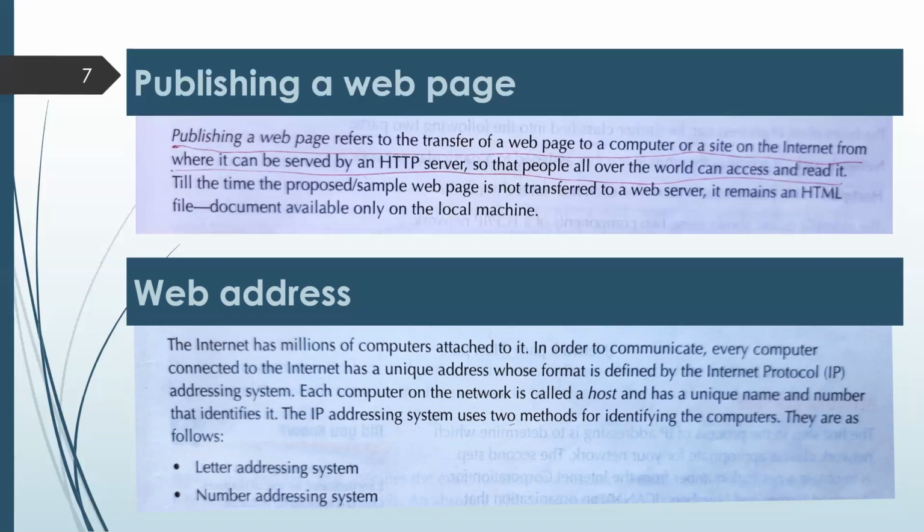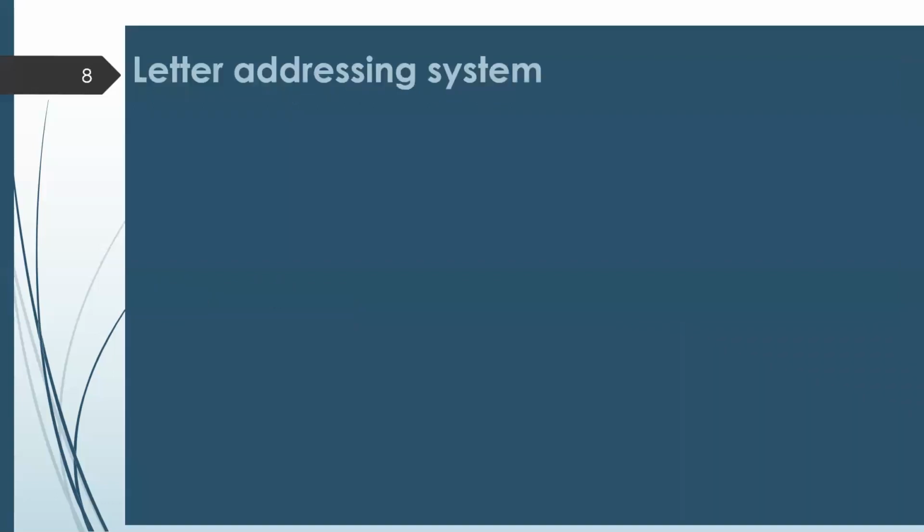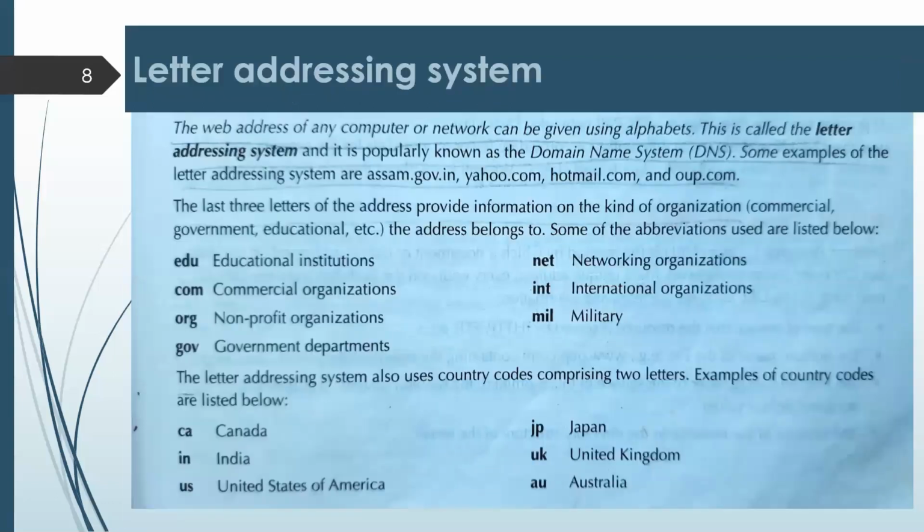To identify that unique address, a host computer has an address, and you can identify it with two methods. One is the letter addressing system, and the other is the number addressing system. Let us see what each is. The letter addressing system is the web address of any computer or network given using alphabets. This is popularly known as the domain name system.